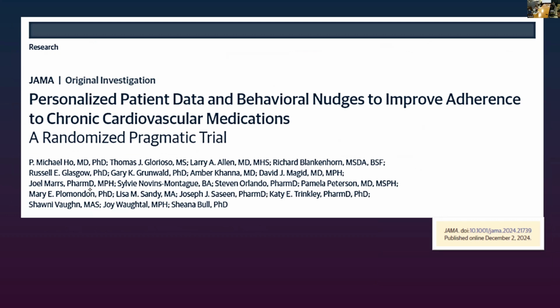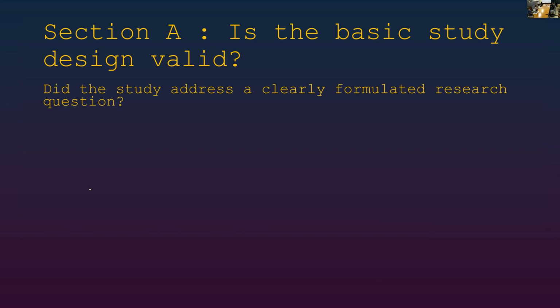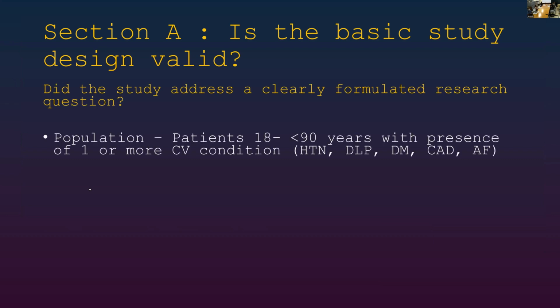They have clearly mentioned that it's a randomized control trial, so I'll use the CAST checklist to critically appraise this trial. Section A: is the basic study design valid? What is the PICO statement? The population they included were patients 18 years of age or older and less than 90 years of age, with one or more cardiovascular risk conditions as per the ICD: hypertension, dyslipidemia, diabetes, coronary artery disease, or atrial fibrillation.